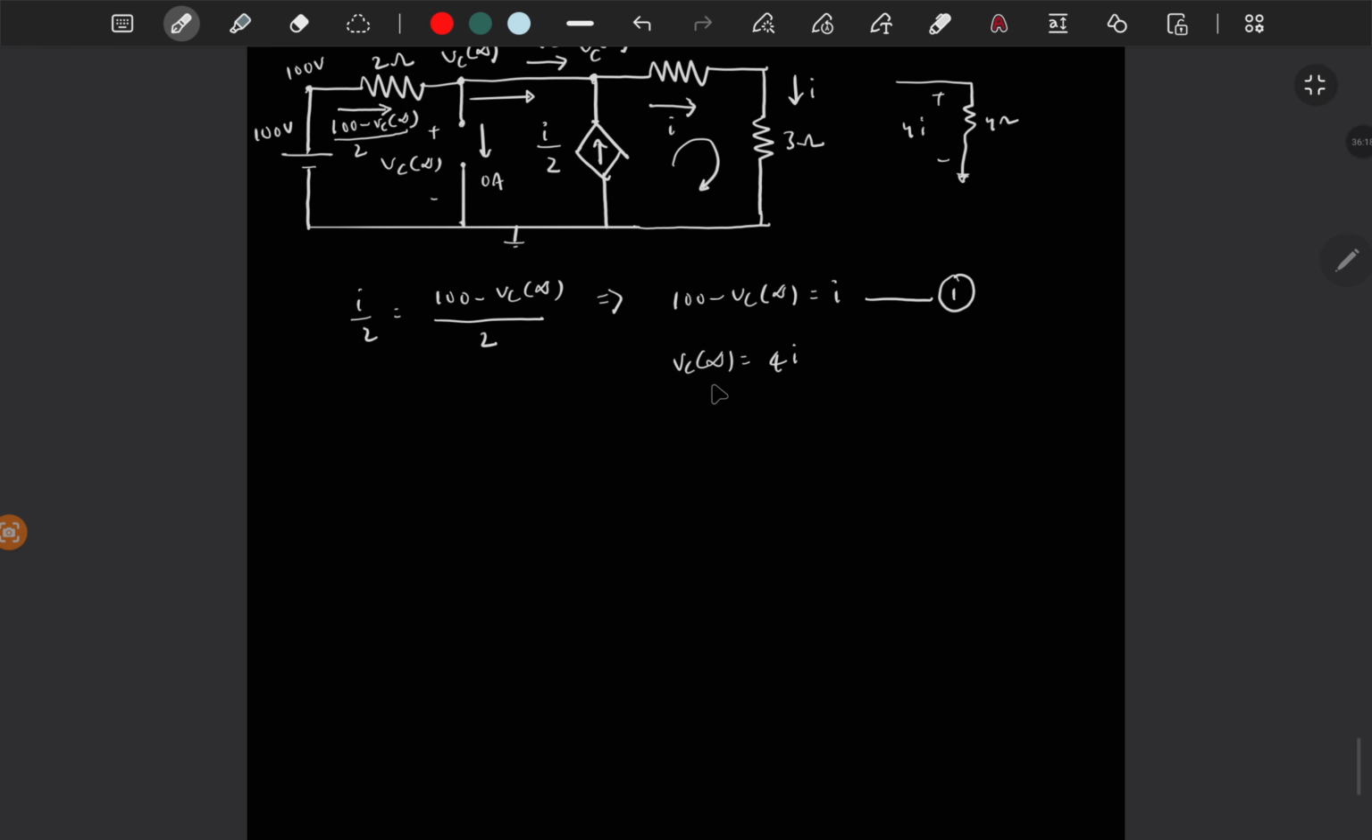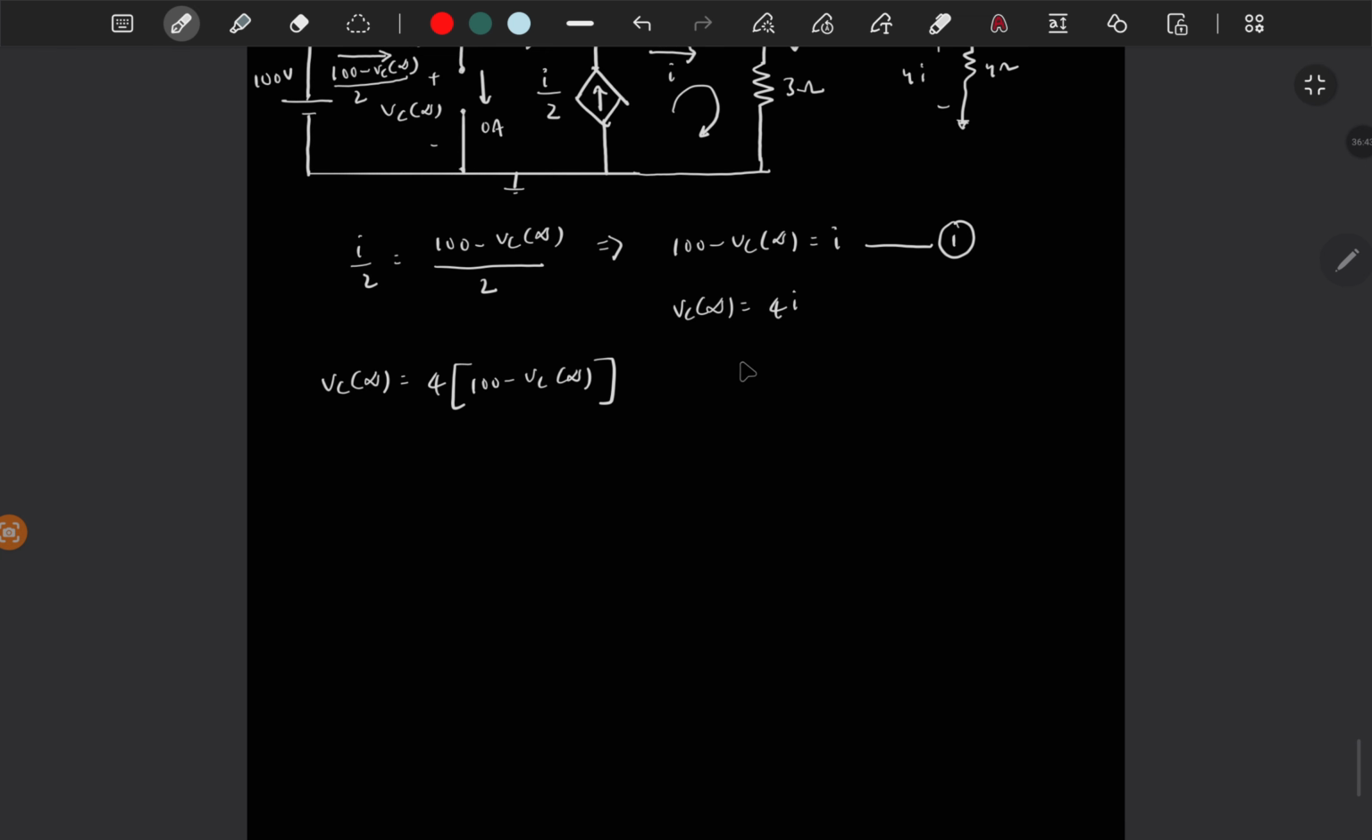We don't want I, we will just find Vc of infinity. So if you substitute I here, Vc of infinity is 4 times (100 minus Vc of infinity). Then if you solve this one, you will get 80 volt. So Vc of infinity is 80 volt.